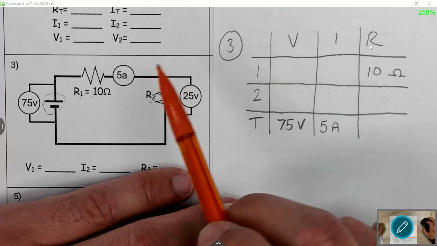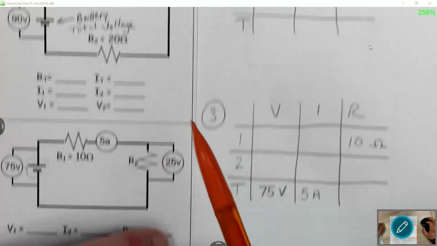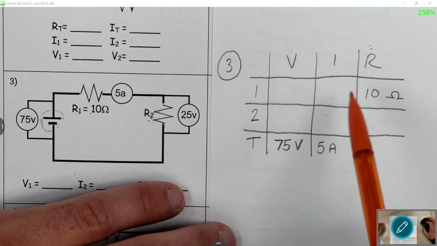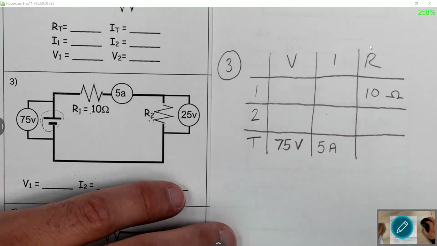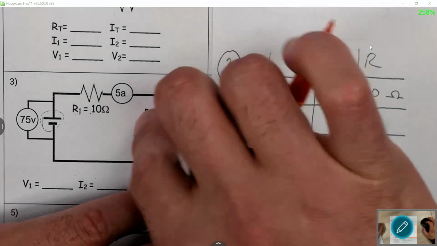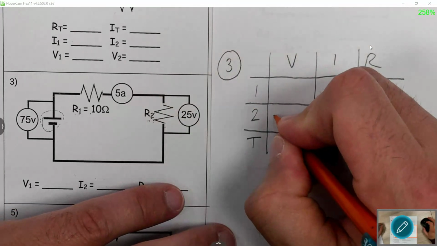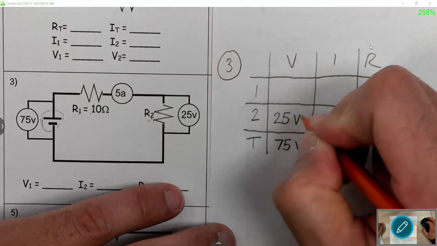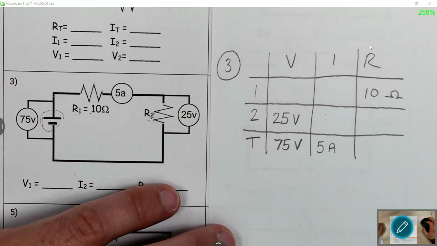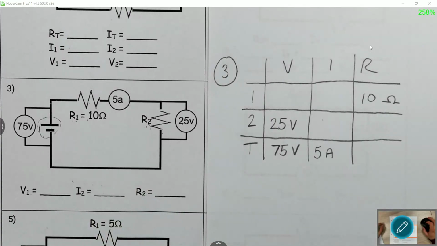Not in R, because the R's need to have the ohms. Voltage. So which voltage is it going in? Voltage 1 or voltage 2? Voltage 2, because it's going across resistor 2. All right, very good. All right, so that's all my given information.